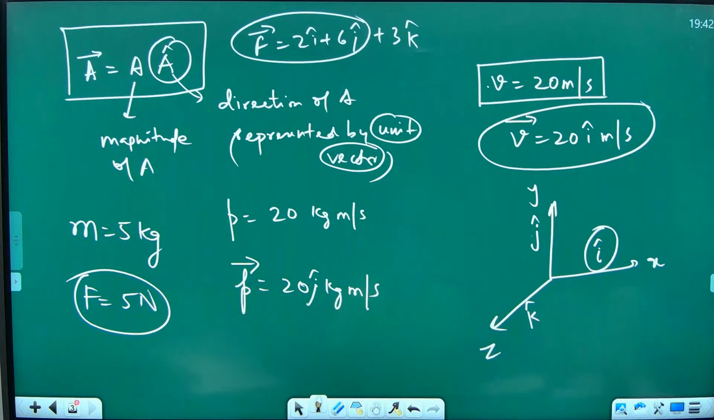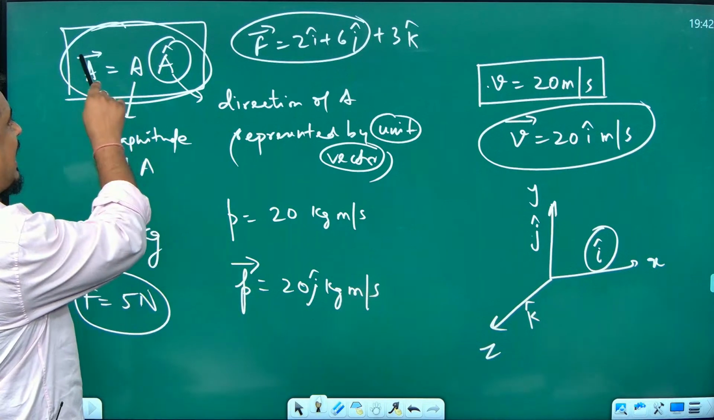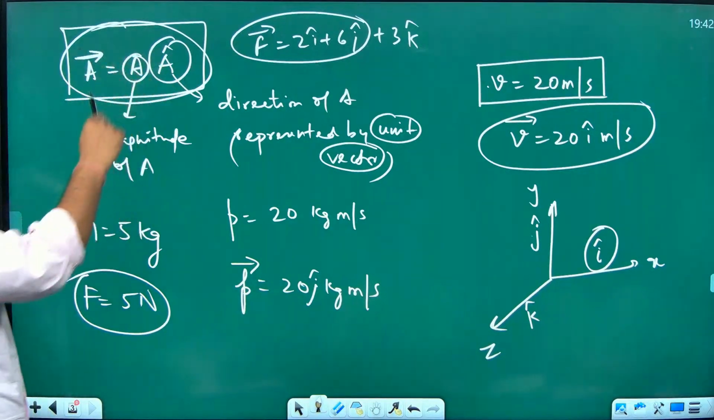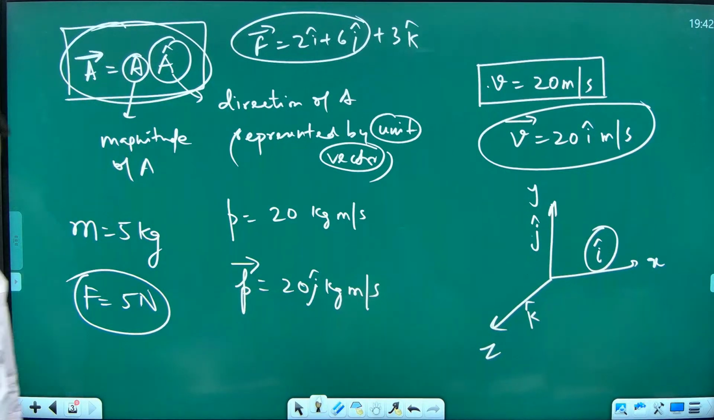Sir, is this a format to write the vector? Which one? This one? Yes, sir. Yes, it is a format. Whenever you want to write a vector quantity, you must write arrow over it, and then you should represent it by its magnitude and by its direction. Direction will have a cap over it.